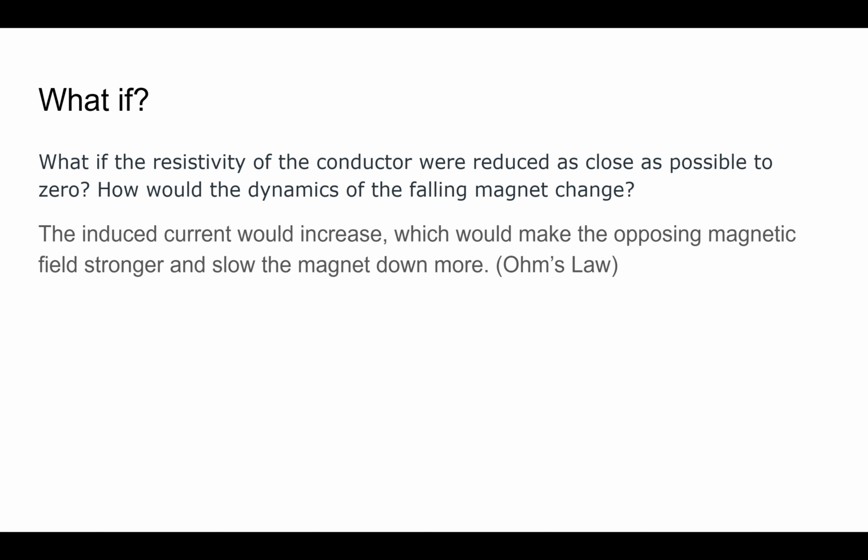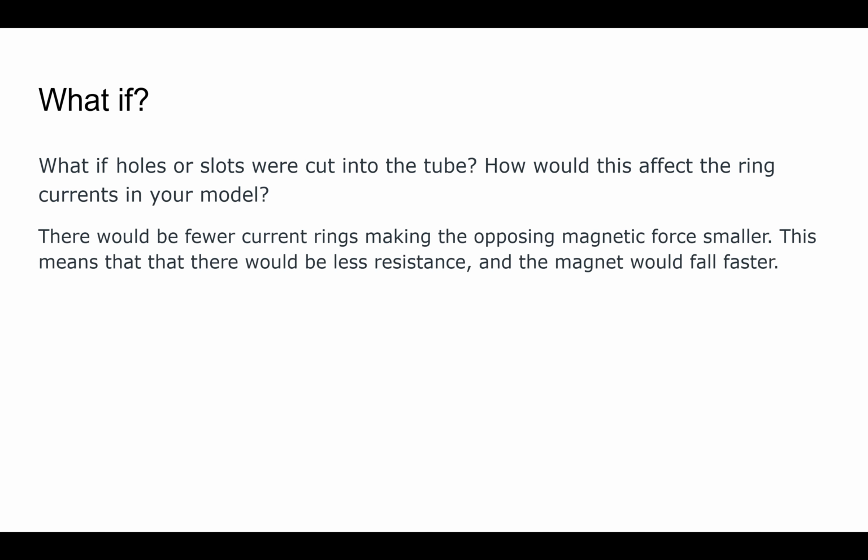Okay, what if the resistivity of the conductor were reduced as close as possible to 0? How will the dynamics of the falling magnet change? So the induced current would increase, which would make the opposing magnetic field stronger, and this would mean that there is greater resistance and the magnet would slow down even more. And I found this using Ohm's law.